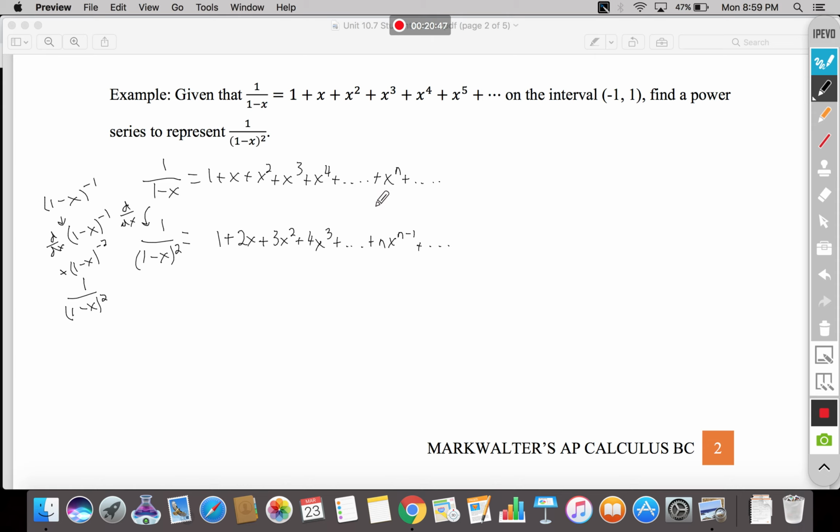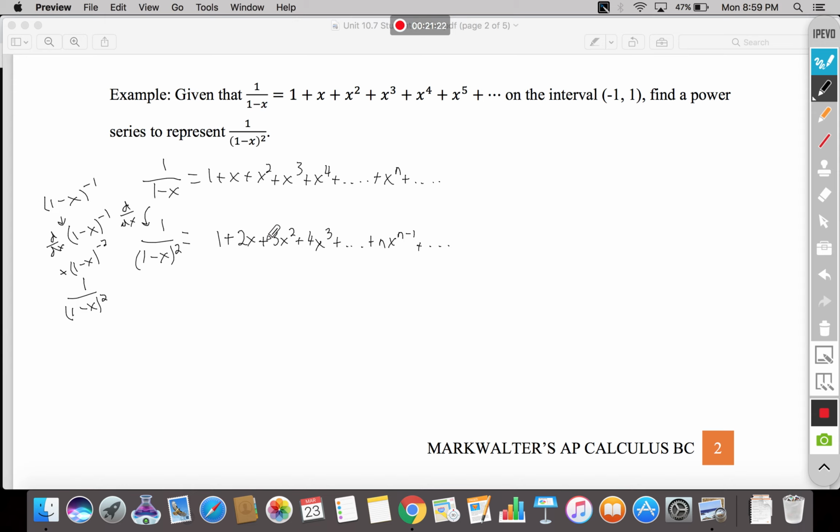So this derivative, because I took the derivative of my original function that I knew how it worked, I took the derivative of the left side, I took the term-by-term derivative over here, and this is the series I got. Okay, interesting. So this would be our power series for this function, simply by knowing that the derivative of this one gave us the function I'm looking for, so I took the derivative of all of my terms. Okay?